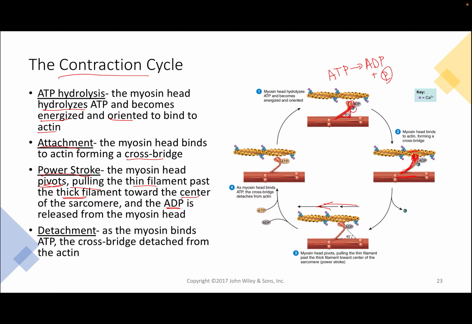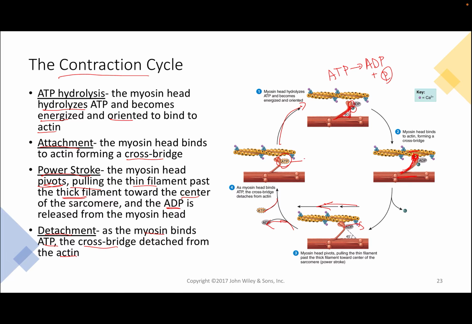It's like, yeah, we're done here. I'm leaving. Peace out. All right, so ADP leaves. This is going to cause detachment to take place, where myosin is going to bind another molecule of ATP. We're going to have the detachment of our cross bridge. So myosin is being released from actin, and then we're ready to start the whole situation all over again.